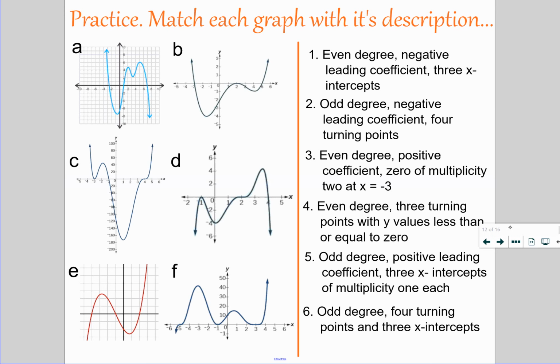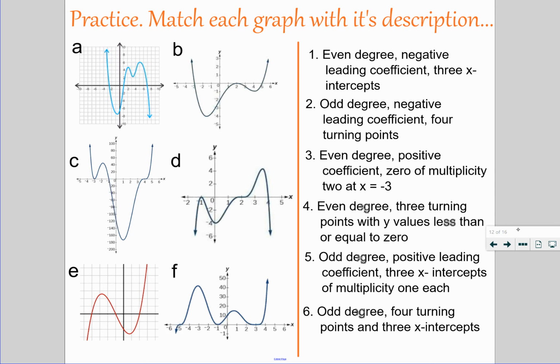So what I want you guys to do, and this is more so what you're going to be doing in my math lab, is you're going to be given a graph of an equation, and you're going to have to list the properties that you notice there. So what is the end behavior? Does that mean the degree is even or odd? Does that mean the coefficient is positive or negative? How many x-intercepts are there? How many turning points are there?